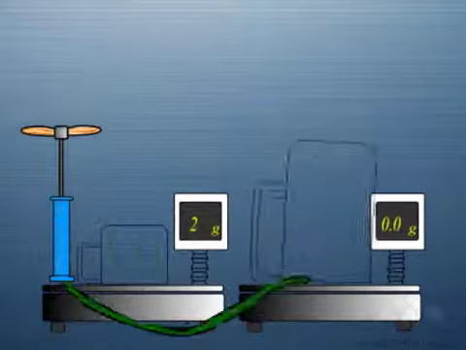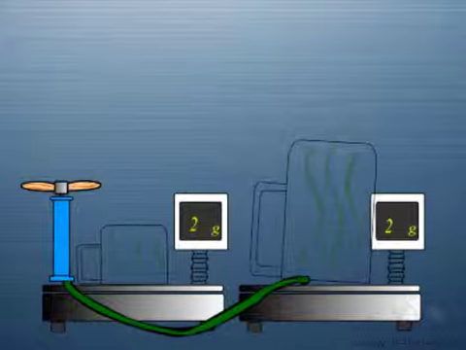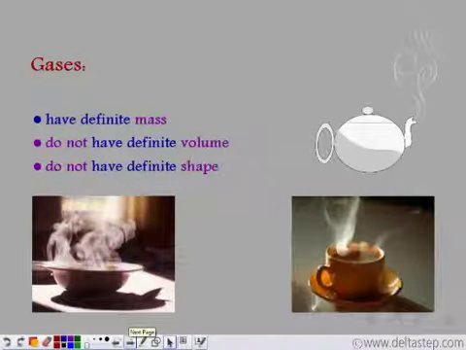Now the same quantity of gas is pumped in the bigger container. So we observe that the same quantity of gas weighs the same. In the second case also it weighs 2 grams. And it is also observed that in the bigger container, the gas takes up the entire space available in the bigger container. So the gas occupies the volume of the bigger container and it takes the shape of the bigger container. All gases have a definite mass, but they do not have a definite volume and they do not have a definite shape. They take the shape and the volume of the container in which they are enclosed.